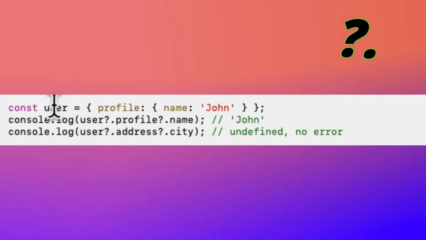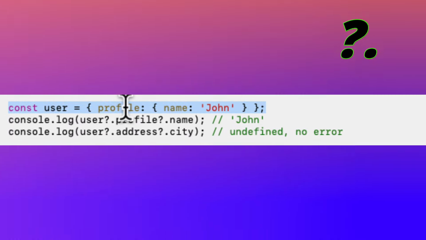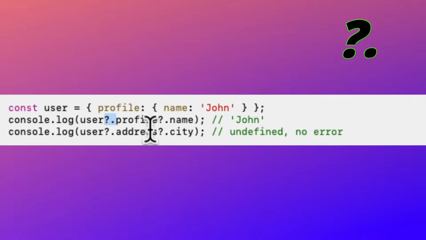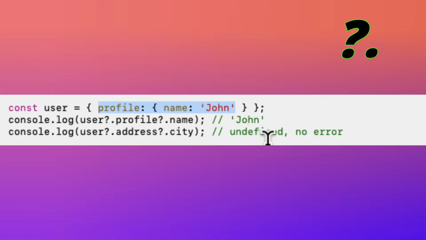Here's an example. Here we have a user object with a profile object with a name. And here we try to console log the user object using the optional chaining operator. It prints out John because it's not null.